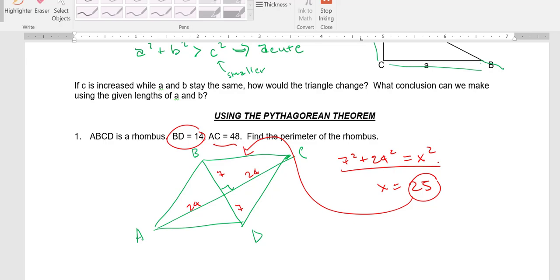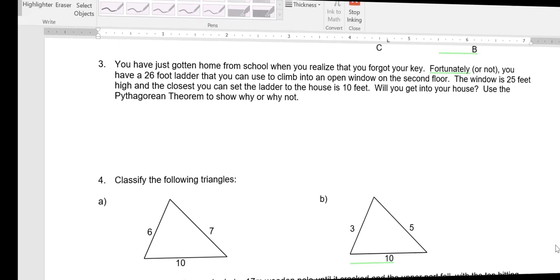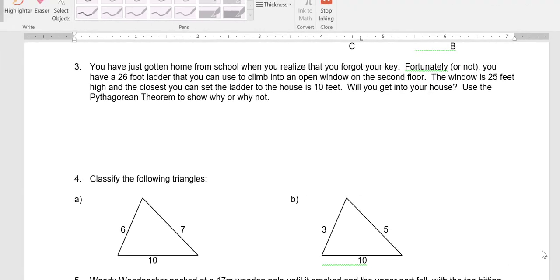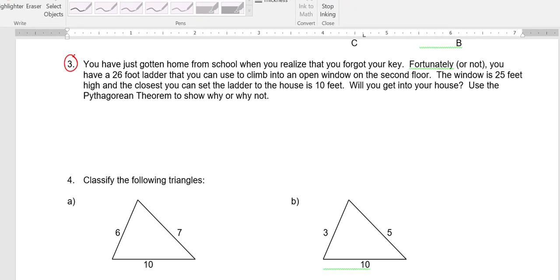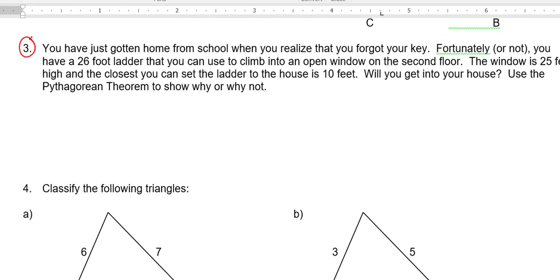Let's flip over to the back side and try some of the problems on the back. So here we are on the back. Let's try some of these problems. Let's try number 3 first. You've gotten home from school, and you realize you forgot your key. You have a 26-foot ladder. The window is 25 feet high. So here's your house. Here's the window. This is going to be 25 feet high. And the closest you can set your ladder to the house, because maybe you have bushes there or something, is 10 feet. So this is going to be 10 feet.